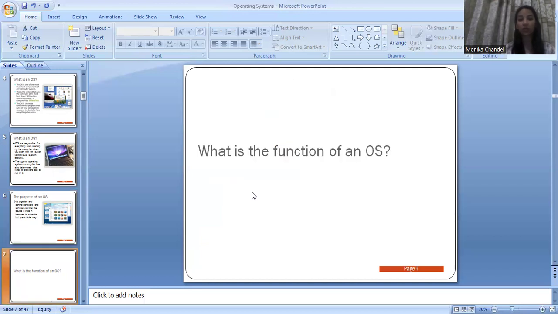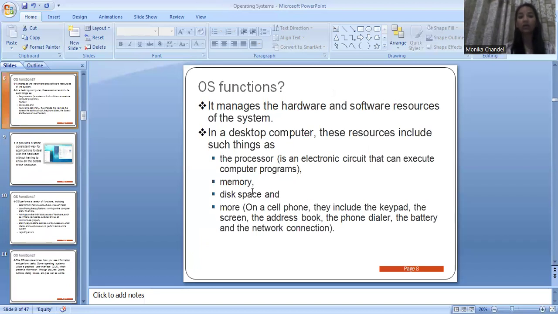Now, what is the function of operating system? The operating system manages the hardware and software resources used by the users. All the resources that we give to the computer, or after the processing, the result given to the users, it's all the responsibility of the OS. It manages it in a very efficient way.